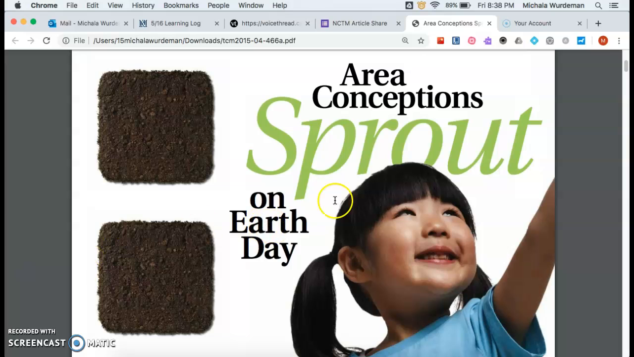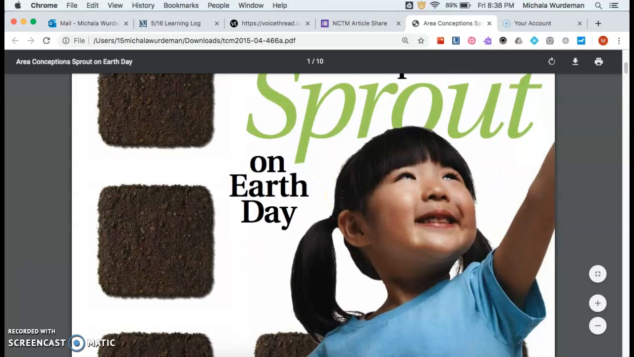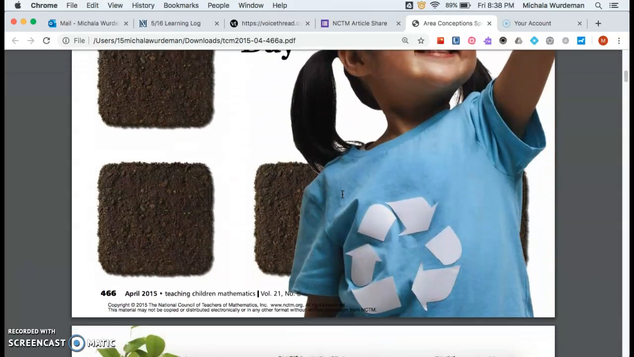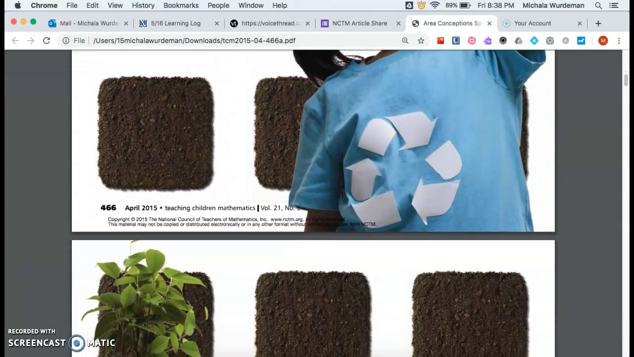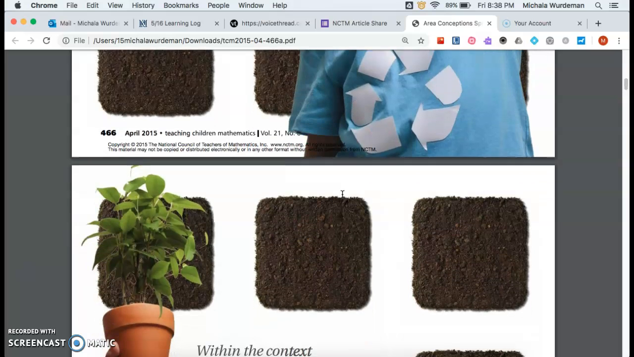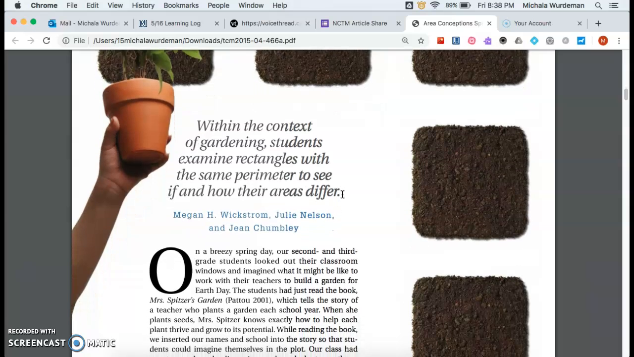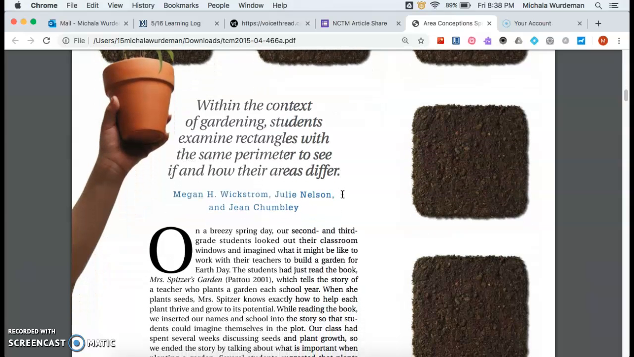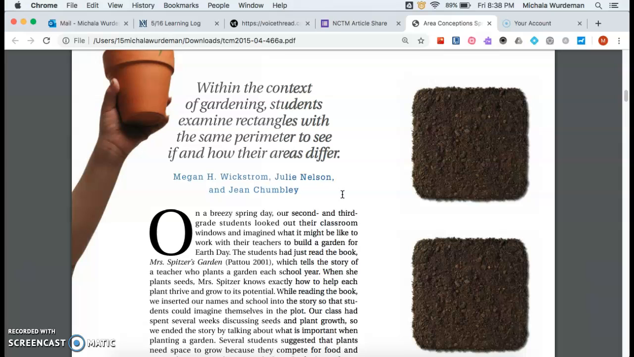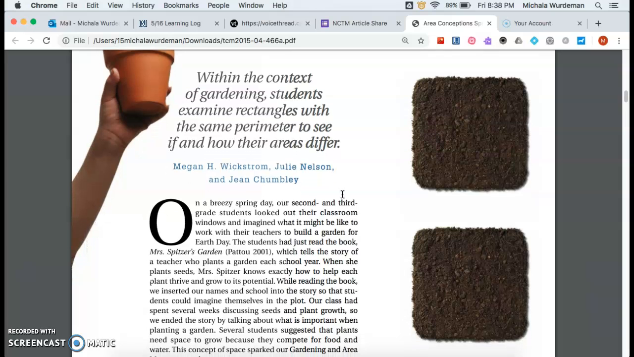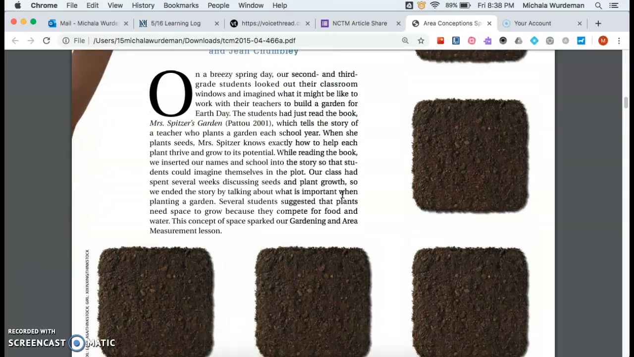My article that I am focusing on for this assignment is called Area Conception Sprout on Earth Day. This was for a third grade lesson and it focused on perimeter and area concepts. It was within the context of gardening, and students were examining rectangles with the same perimeter to see if and how their areas differ. The lesson I felt was very hands-on, and its intentions were to go beyond the formula for area, and students investigated to see if the same perimeter of fencing would affect the area.